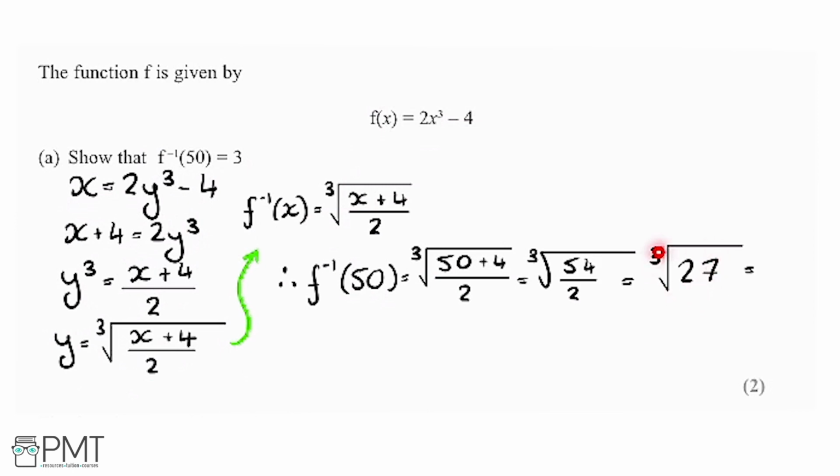Now to work out what the cube root of 27 is without a calculator, we need to think about what cubed equals 27. If you think about that for a bit, hopefully you can get that that's 3. 3 times 3 times 3 is 27. Therefore, the cube root of 27 is 3. And if we have a look back at the question, what it wanted us to do was show that it equals 3. So we've done that, we got it spot on. So we get our first mark for working out inverse f of x, and a second mark for using that to show that inverse f of 50 equals 3.